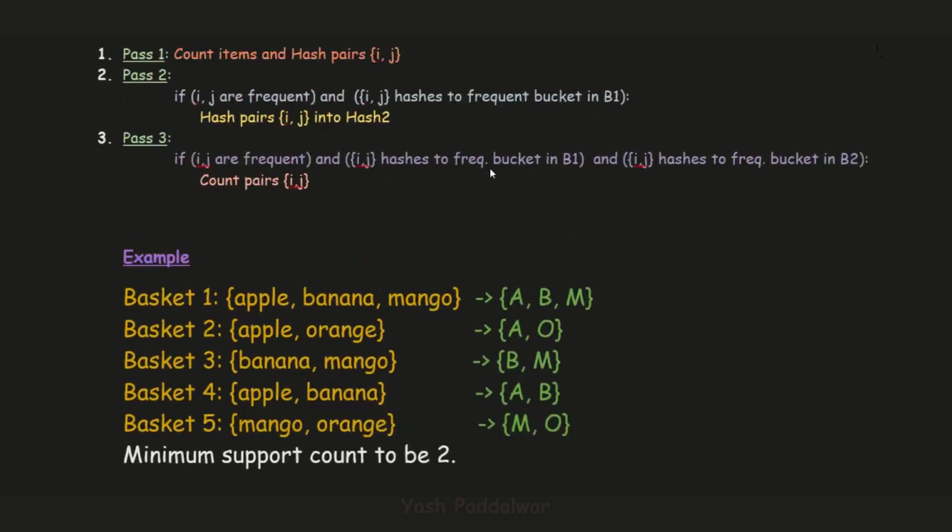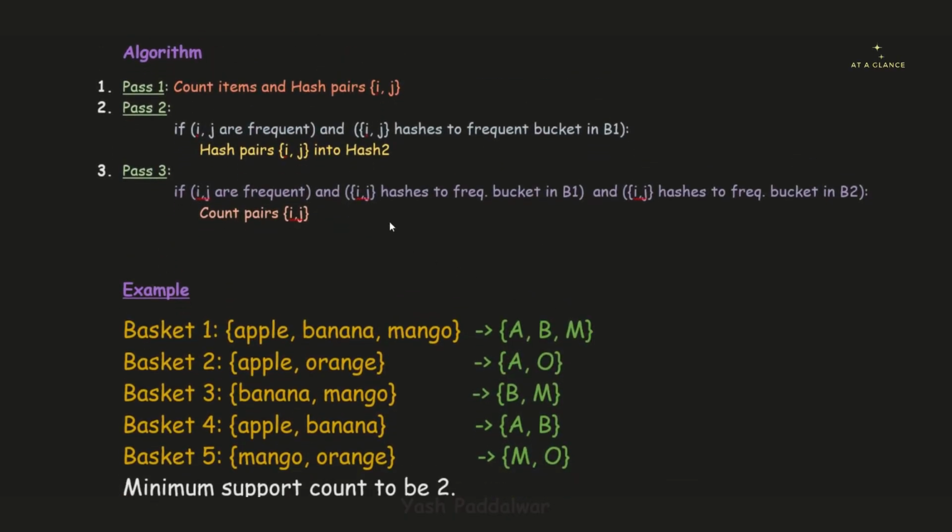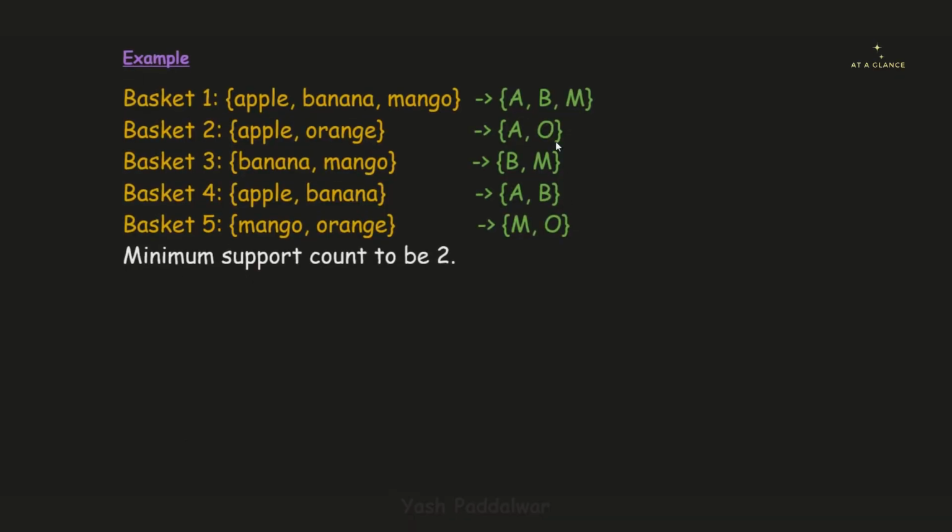Now, if you look at the algorithm carefully, here you can see that in pass one, we have to count the items. It states that we'll have to find out the frequency of every single item that is unique. Inside our transaction list, we have a total of 4 unique items, that is apple, banana, mango, and orange. In this case, it is A, B, M, and O. So let's write all the unique items, that is A, B, M, and O.